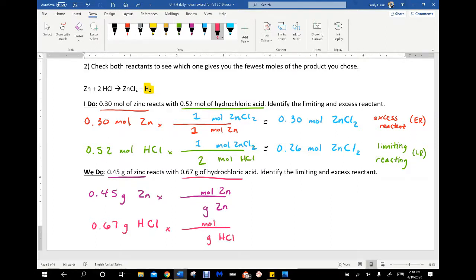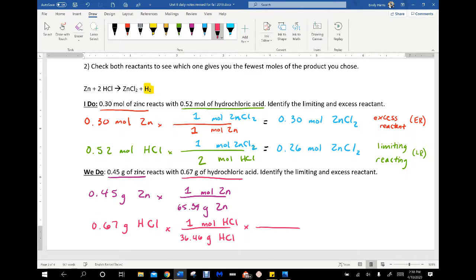So what we'll do is we'll go to the periodic table, we'll look up zinc, which has a molar mass of 65.39 grams. Molar masses are always per 1 mole. Then we'll do the same for hydrochloric acid. We'll take hydrogen's mass, which is 1.01, and add it to chlorine's mass, which is 35.45, and that gets us 36.46 grams, again, per 1 mole.